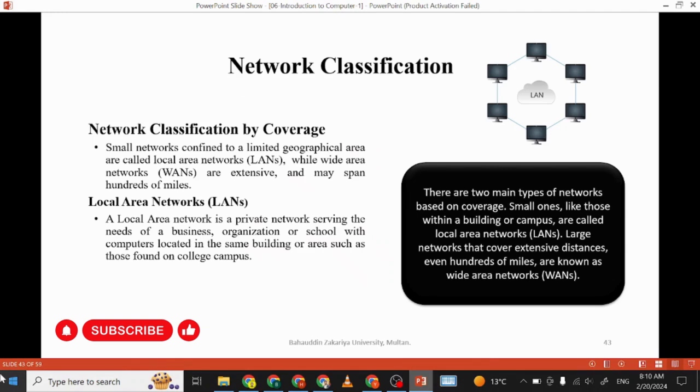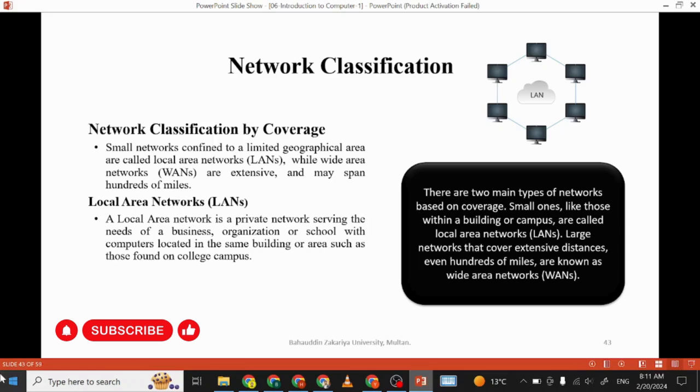Network classification by coverage. Small networks confined to a limited geographical area are called local area networks, while wide area networks are extensive and may span hundreds of miles. Local area networks. A local area network is a private network serving the needs of a business organization or school with computers located in the same building or area, such as those found on a college campus.